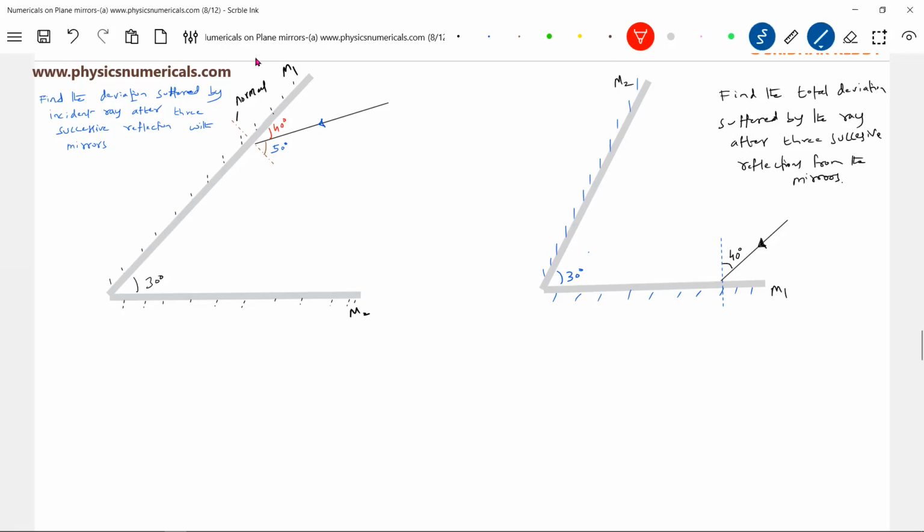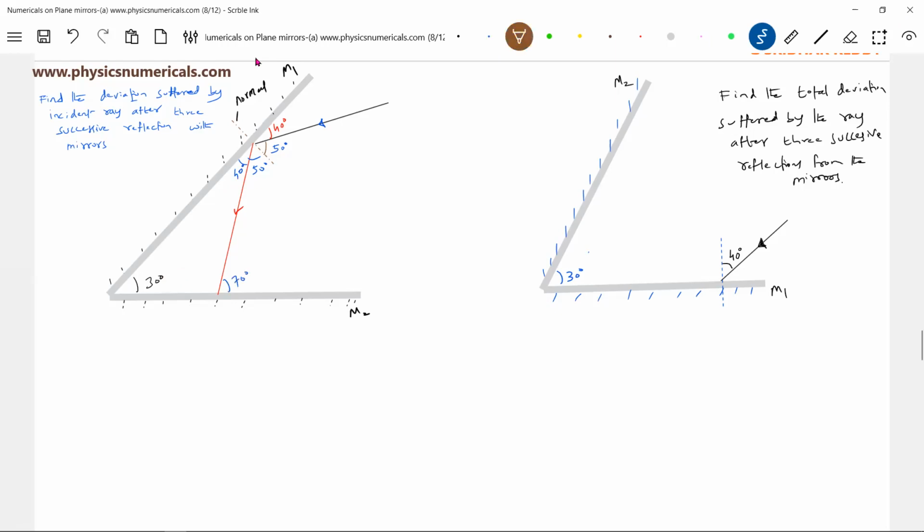After reflection, the ray, I think we have to draw carefully. In whatever direction, you should not send the reflected ray. So this angle must be how much? 50 degrees. So this angle will be 40. And then the sum of these two angles, 40 and 30. The exterior angle should be equal to the sum of the interior angles. So therefore, this angle will be 70.